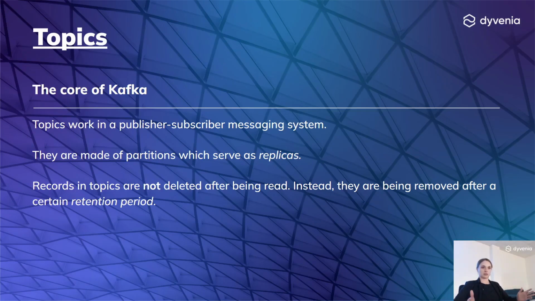So to summarize, topics are the core of the Kafka structure. They are in the middle of a publisher-subscriber messaging system. They are made of partitions, and they serve as the replicas for the data. What is important to notice is that records in topics are not deleted after the consumer has read them. They are removed from the topic after a retention period.